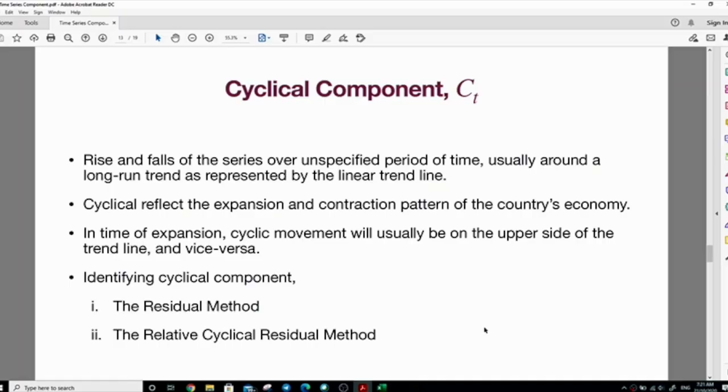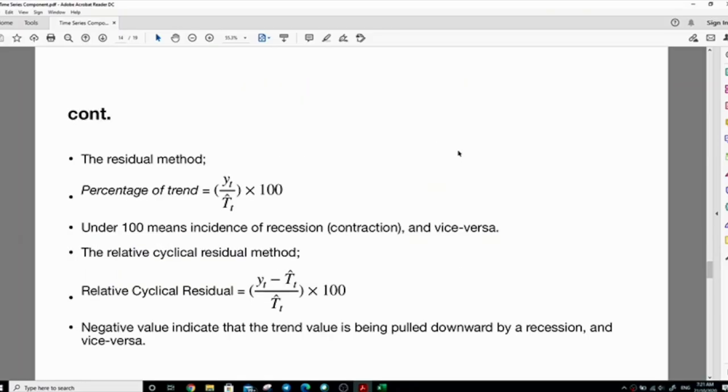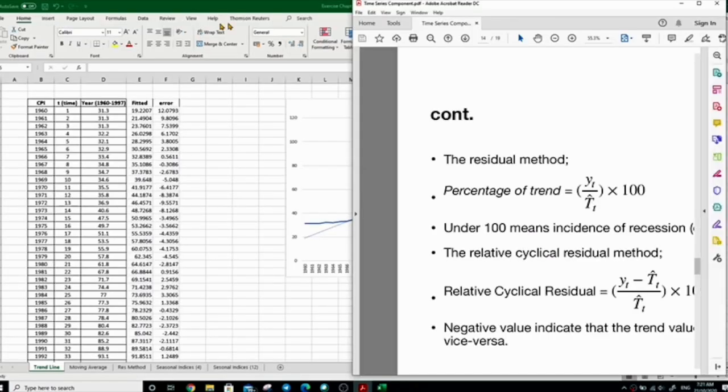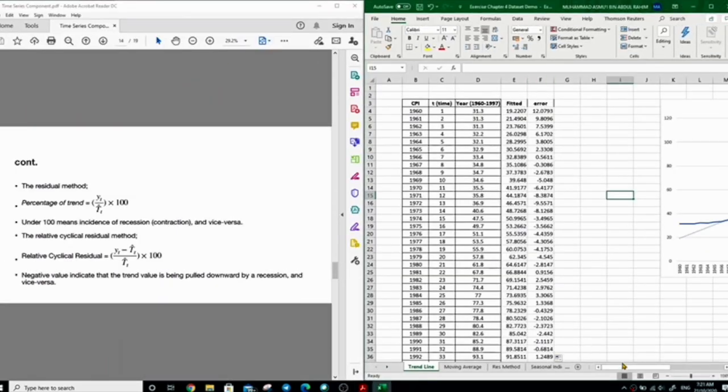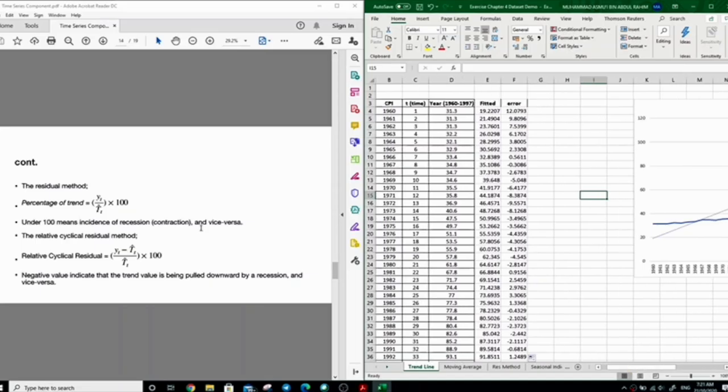So how do we determine this? We identify it based on the residual method and the relative cyclical residual method. These two methods are discussed in your textbook. Alright, so let's take a look at how we generate this based on our example here.